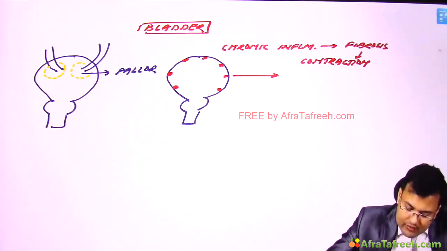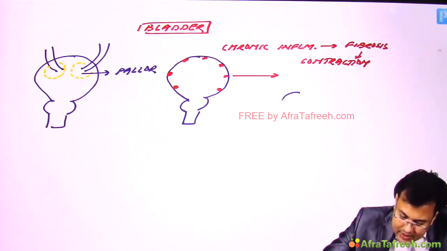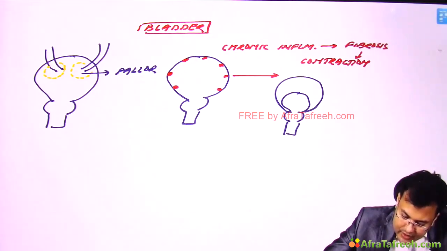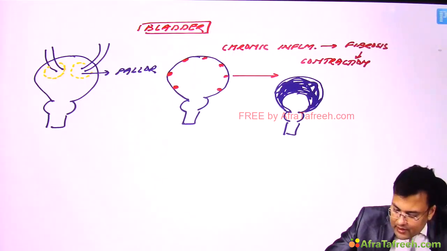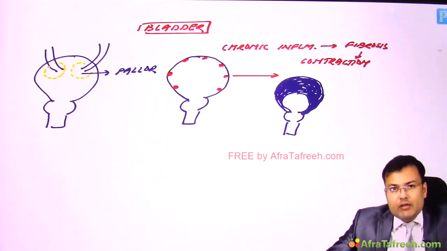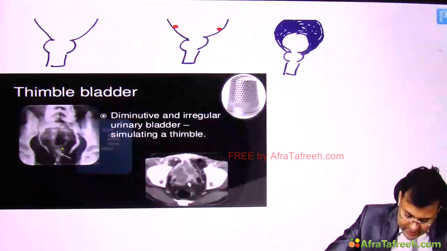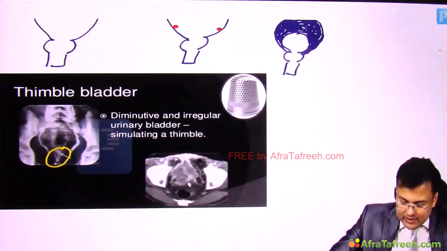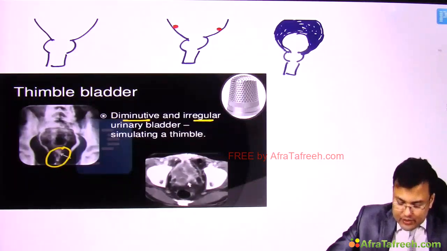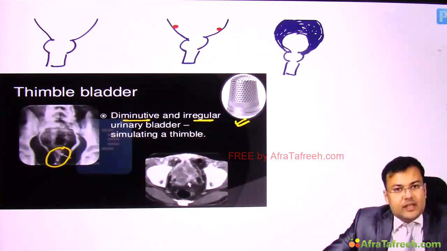Thimble bladder. So what will happen? You can see the capacity of bladder. This is the capacity of bladder. There is fibrosis. Clear? So there is small contracted bladder. So this is known as what? Thimble bladder. Clear? How does it look? So here you can see this is small contracted bladder. The capacity is decreased and it is irregular. It is looking like this thimble. So it's known as thimble bladder.